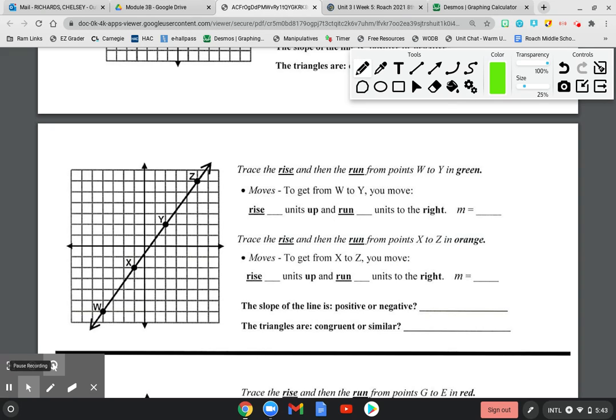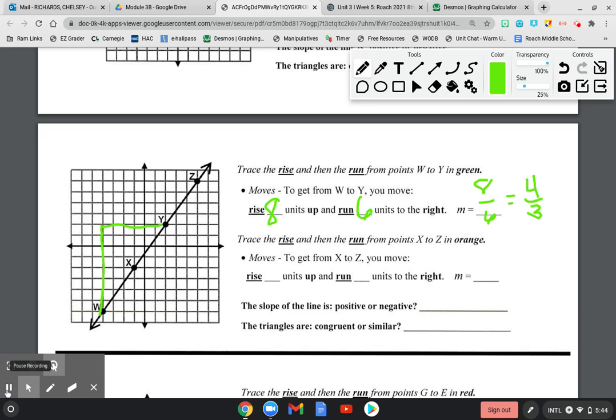All right, so here's what I need you to do. Go from W to Y and tell me what your rise over your run is. So you had to go 8 up and 6 to the right. Guys, 8 over 6, or Y over X, rise over run. And if you simplify that, you are going to get 4/3. So your slope is 4/3.